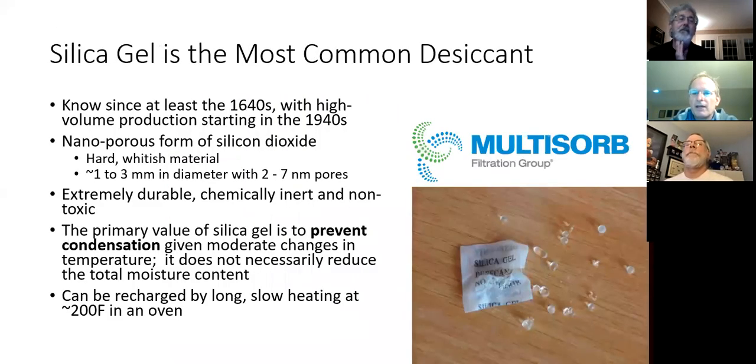Actually, I should say, I put this image here, Multisorb. The United States is one of the largest producers of silica gel, and this company, Multisorb, is a sister company to the company I work for, and they make these silica gel packets in very high volume.